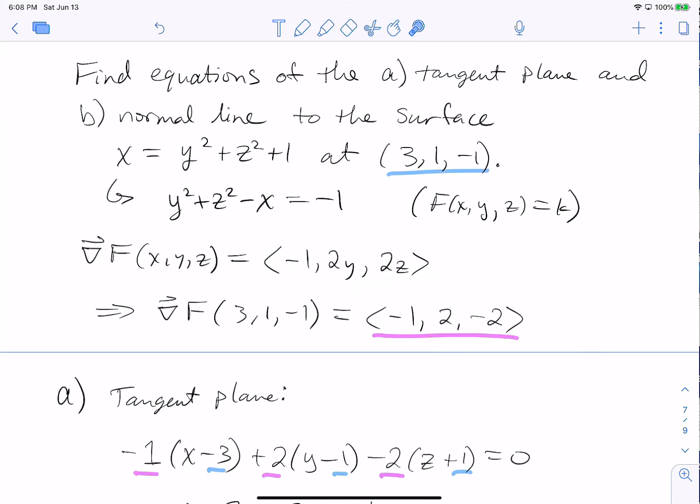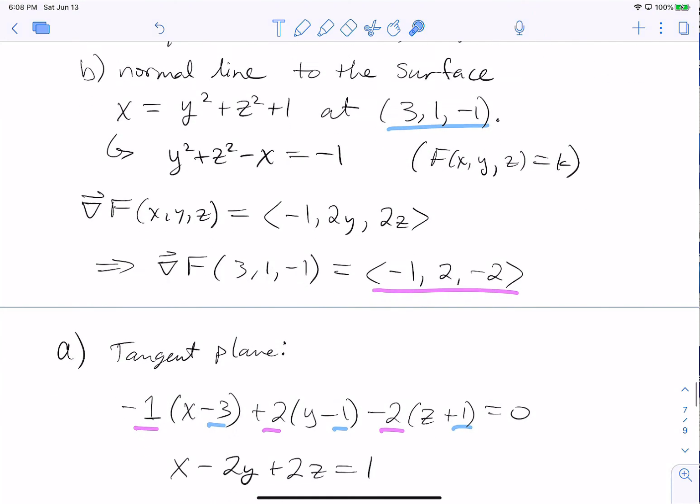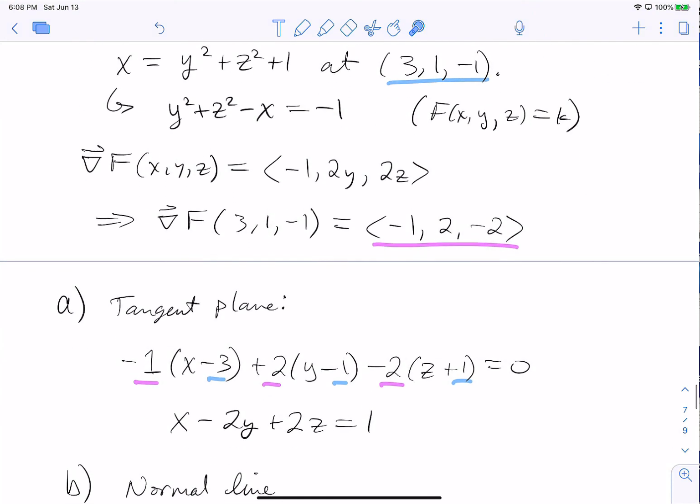Del f is going to be -1, 2y, 2z. So del f at 3, 1, -1 is -1, 2, -2, excuse me there. So the tangent plane has those as coefficients, and then the point is 3, 1, -1. So -1 times the quantity of x minus 3 plus 2 times the quantity of y minus 1 minus 2 times the quantity of z plus 1 is equal to 0. That simplifies to x minus 2y plus 2z is equal to 1.